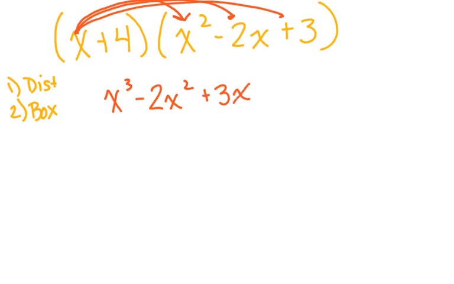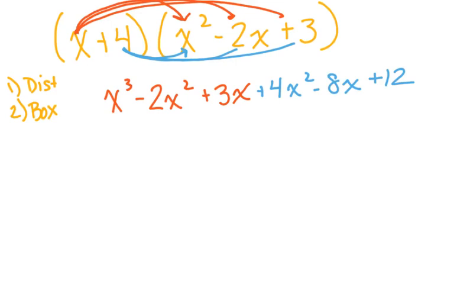I forgot to mention this before getting started, but it's really important that when you're distributing, you distribute each term to everything. So each term in here has to get distributed to each term in this one. So now I'm going to do the 4. So 4 times x squared gives me 4x squared. 4 times negative 2x is negative 8x. And 4 times 3, that gives me 12.